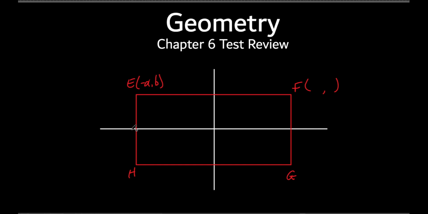If this is negative AB, what is this? AB, correct, positive AB. And then what's G? Right, it's A, negative B. And then H, negative A, negative B. Good. Everybody good with that? All right. Remember how to do that. There you go. It's going to be on the test. That's correct. So that should be easy.